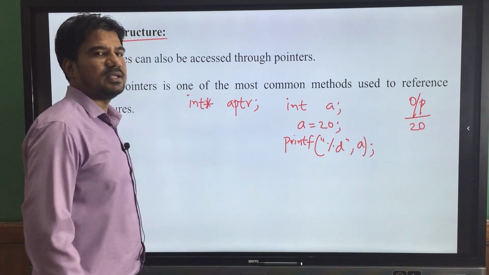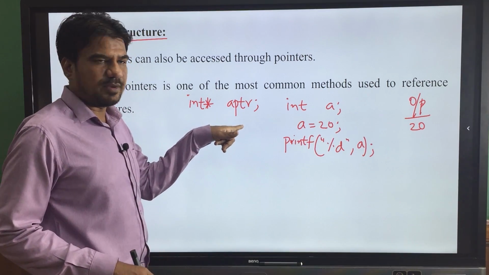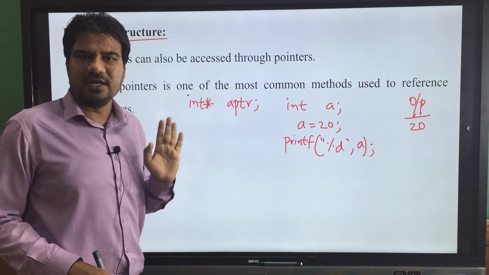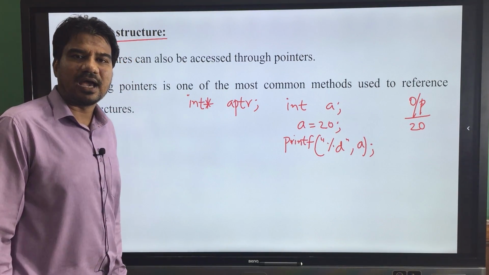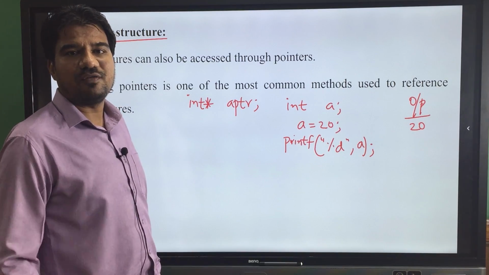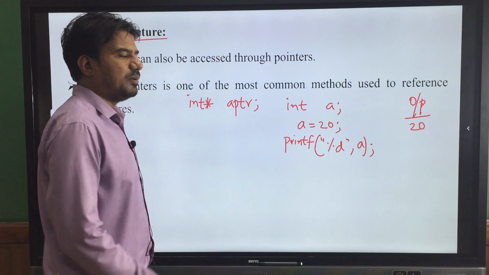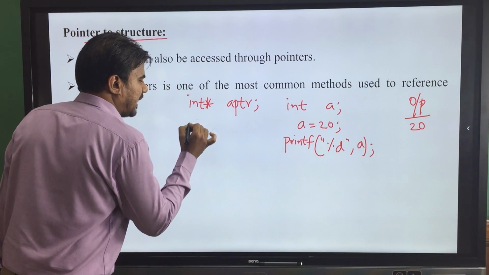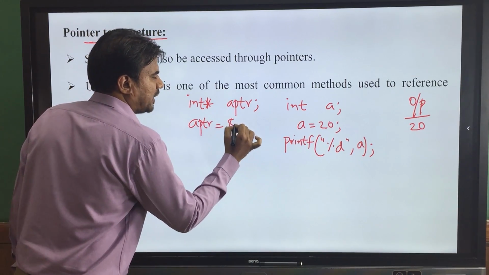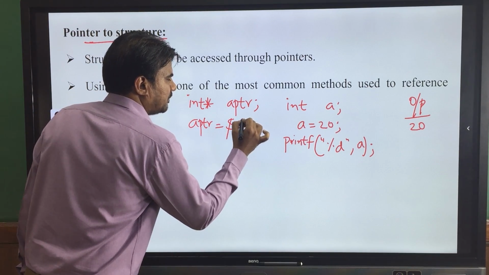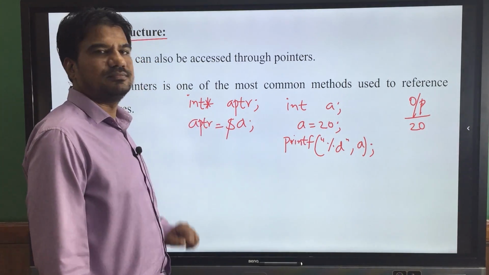So now this aptr is capable of holding the address of a variable. Sorry, I should not say a variable, because using this I can store the address of any integer type of variable. So this aptr, being a pointer of integer type, is capable of holding the address of an integer variable. Now, how do we store that address into that pointer variable? aptr is equal to the address operator ampersand followed by a. Okay, so now this aptr will hold the address of a.